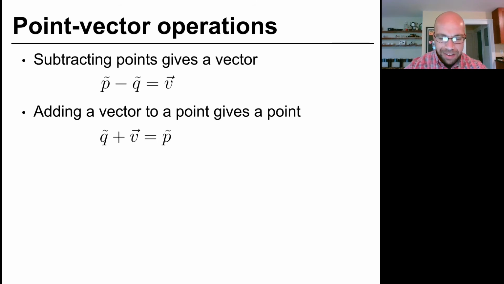So we can do all kinds of nice things, right? We can take 2 points and subtract them and get a vector, right? That makes perfect sense geometrically because the difference between 2 points is the displacement. I can add a point to a vector and get a new point. And so we're going to keep these two things in mind as we motivate some of the algebra that we'll do in this new notation.